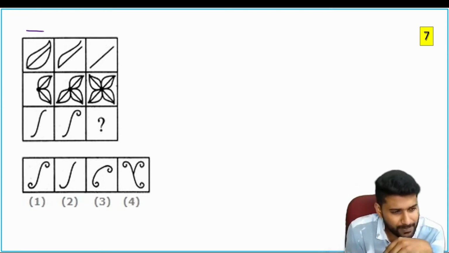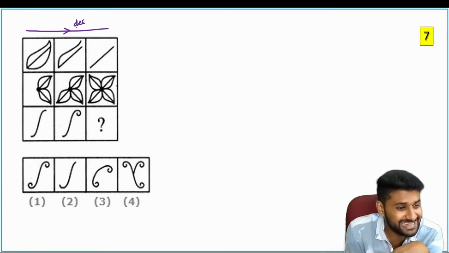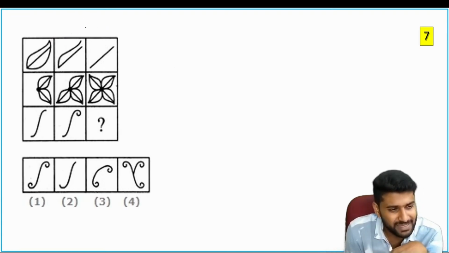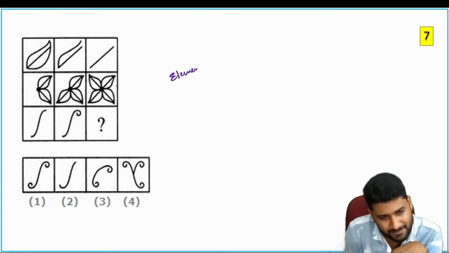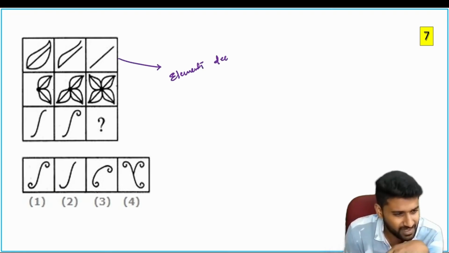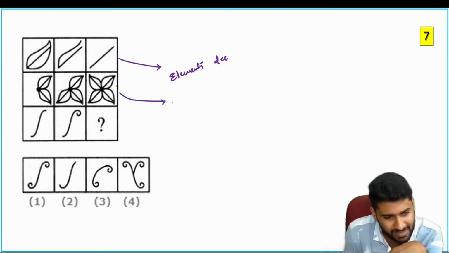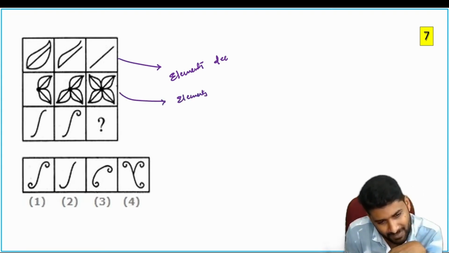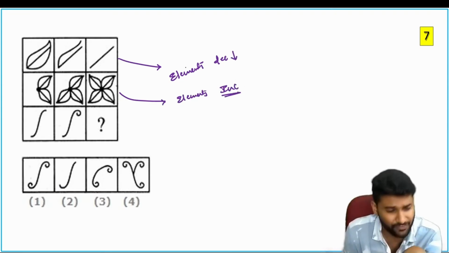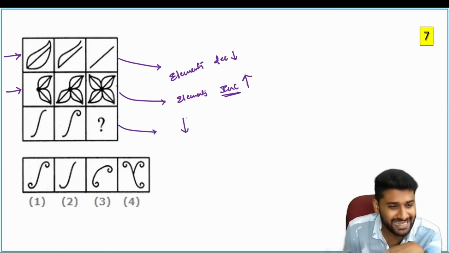Now guys, if you see the pictures towards the right side, in the given picture, elements are decreased. Okay, simply here the logic is elements decreased. See, now if you observe this picture, elements are increased. So first box means first column. If you go through this particular row, elements decrease. If you go for row 2, elements increase. So definitely row 3 elements must be decreased.